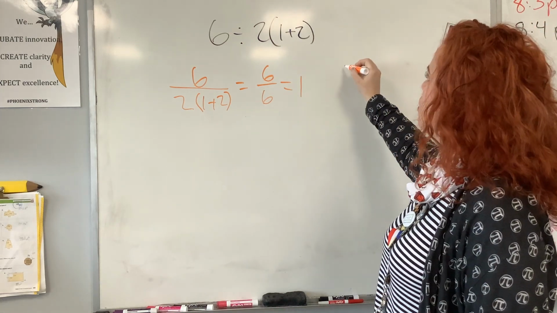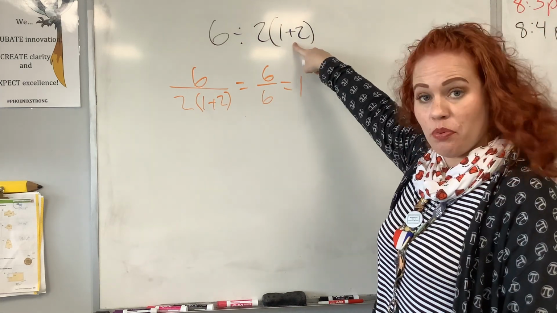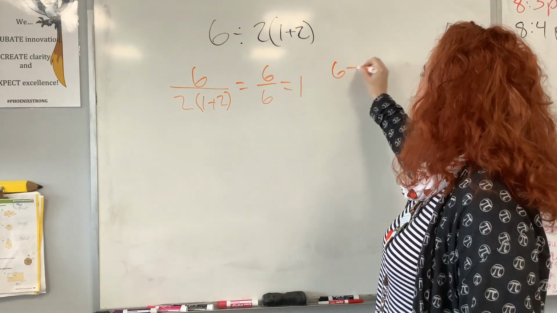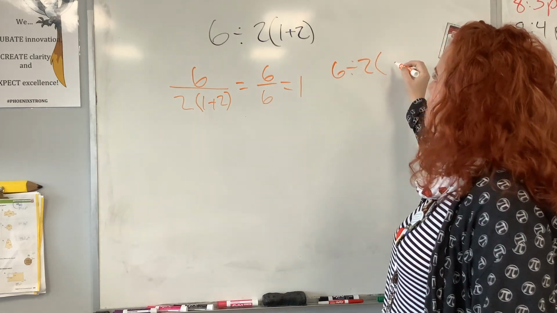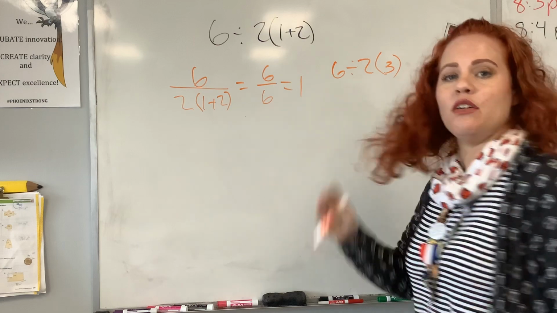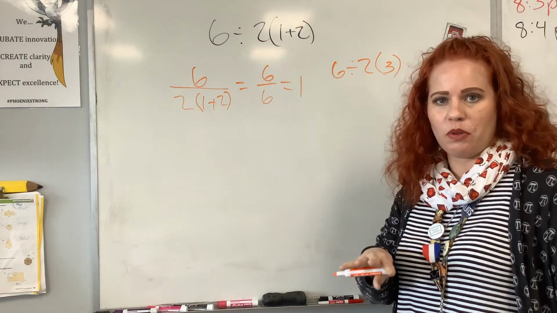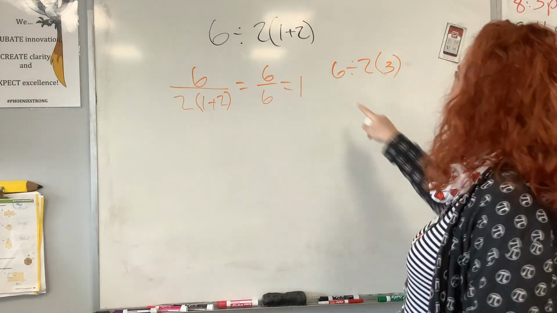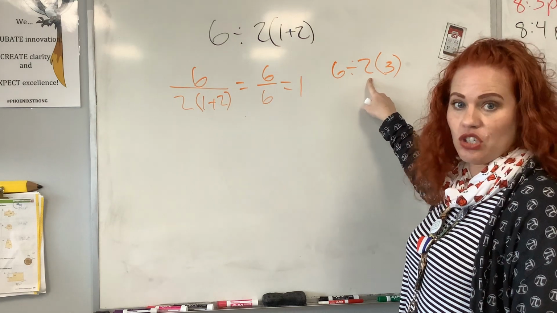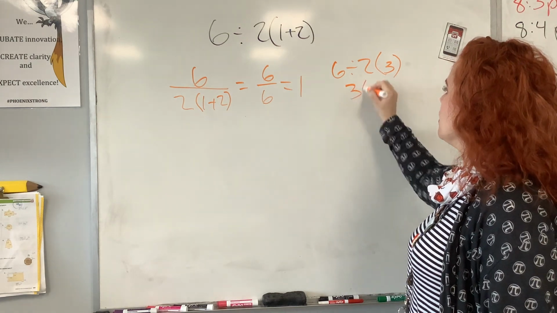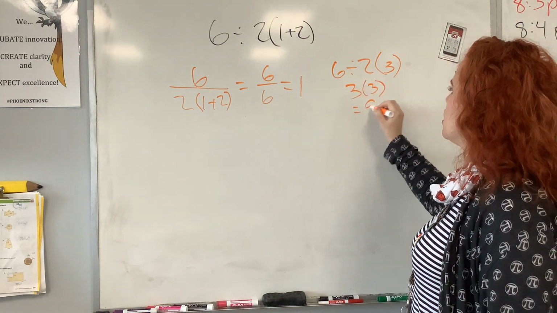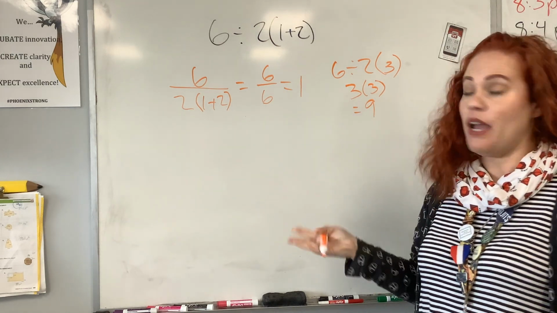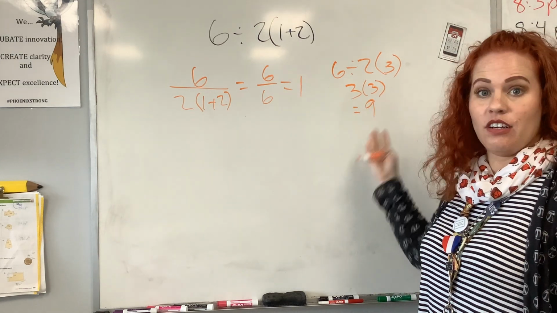But if we follow what most people are taught as the order of operations, that means we do the parentheses first, right? So we'd have 6 divided by 2 times 3, and then we're supposed to do the multiplication and division from left to right. So we do 6 divided by 2, which is 3, times the 3, which gives us 9. So it's a big debate. Is it 1 or is it 9?